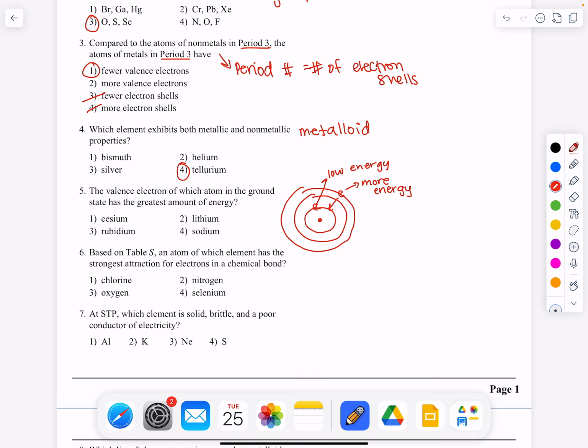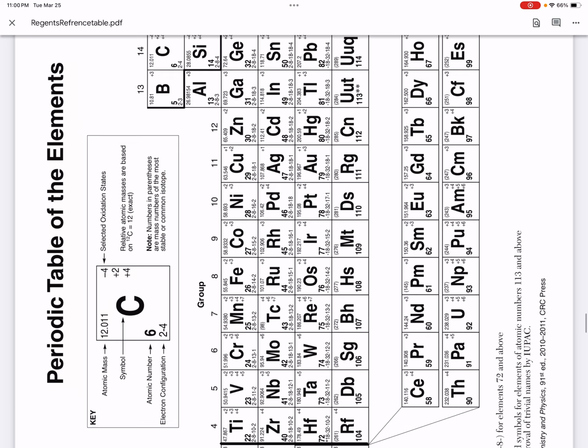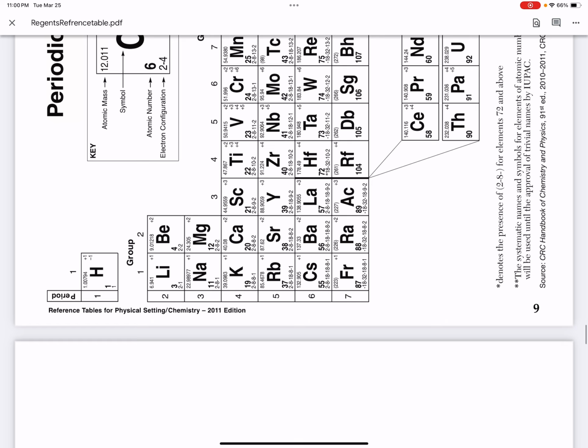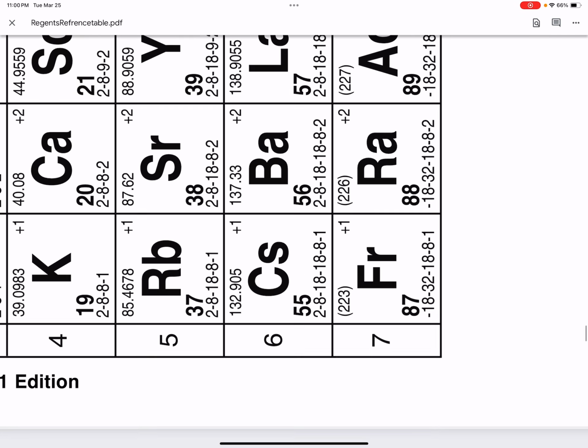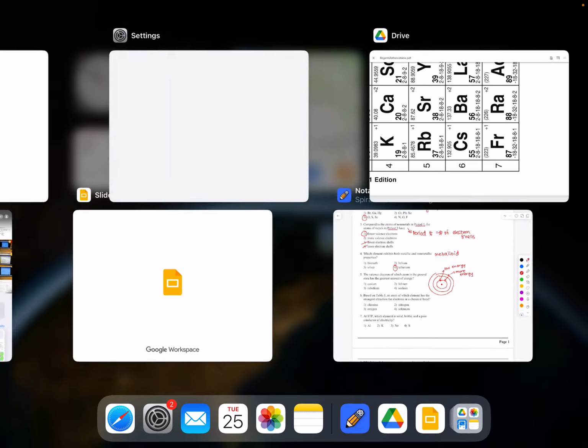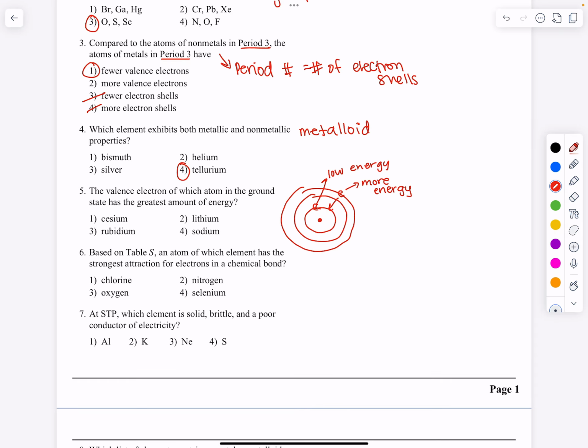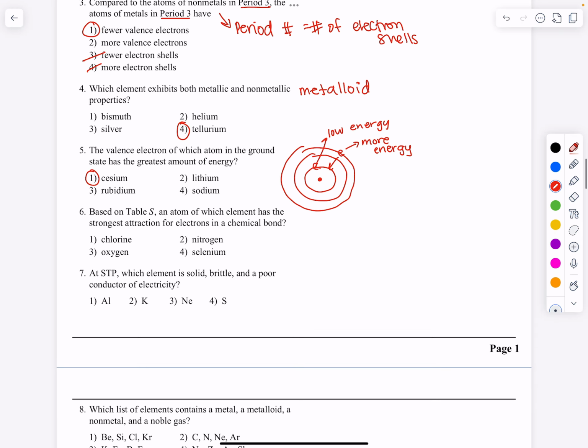So if I look at my reference table, all of these elements are in the same group: lithium, sodium, rubidium, and cesium. Which one has the most electron shells? It's cesium down here, right? We can see that by the electron configuration. So cesium has the most shells.